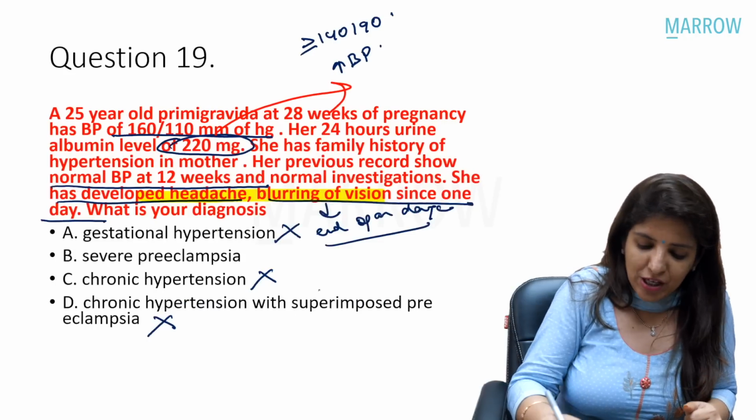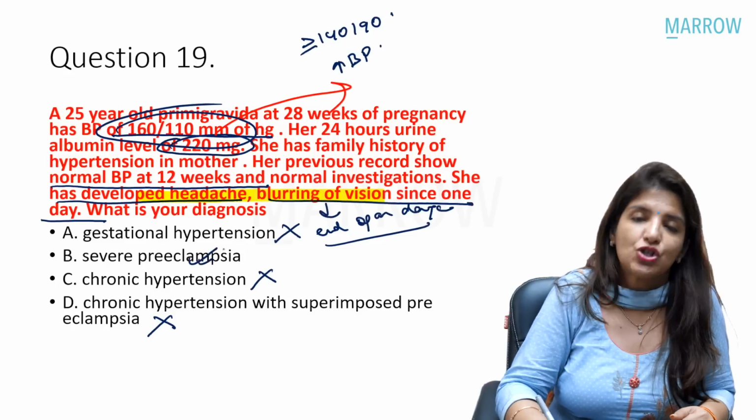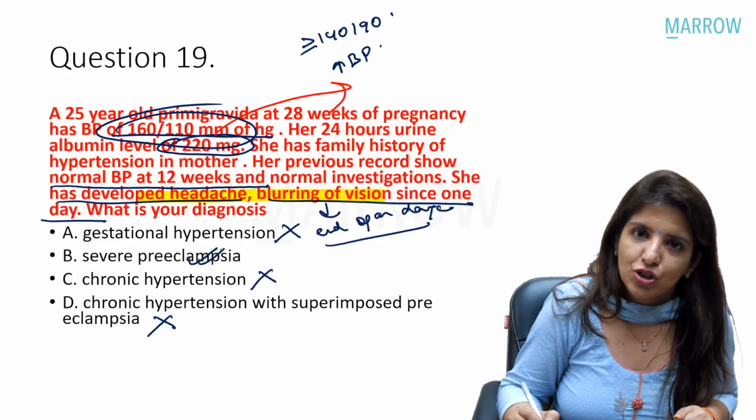Now, preeclampsia is further divided into mild preeclampsia and severe preeclampsia. In mild preeclampsia, BP is more than 140 by 90 but less than 160 by 110. In severe preeclampsia, BP is greater than or equal to 160 by 110. The other difference is that in mild preeclampsia, signs and symptoms of end organ damage are not seen, whereas in severe preeclampsia, signs of end organ damage are present. So over here, the patient's BP is 160 by 110 and signs of end organ damage are present. That means she's a case of severe preeclampsia, right?